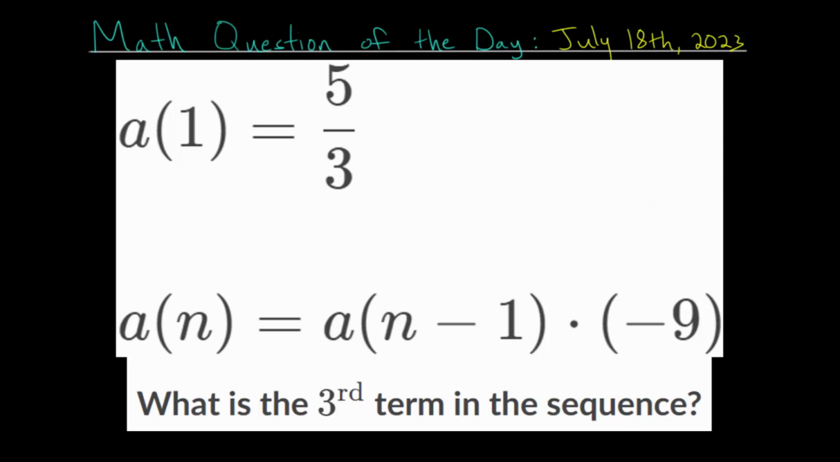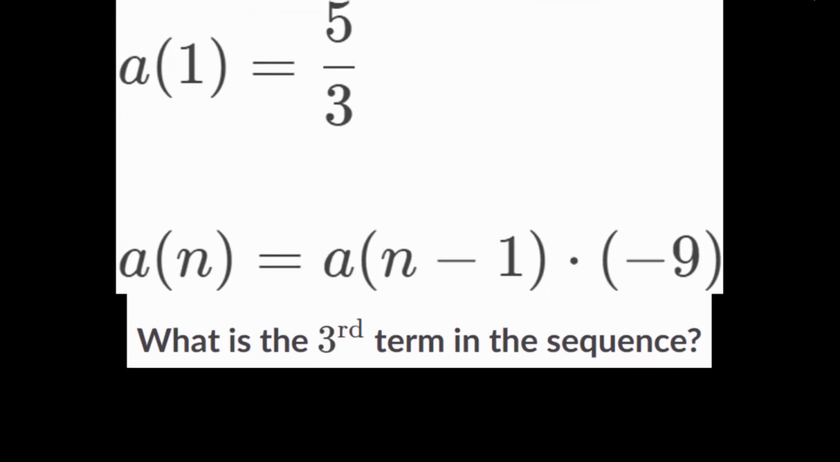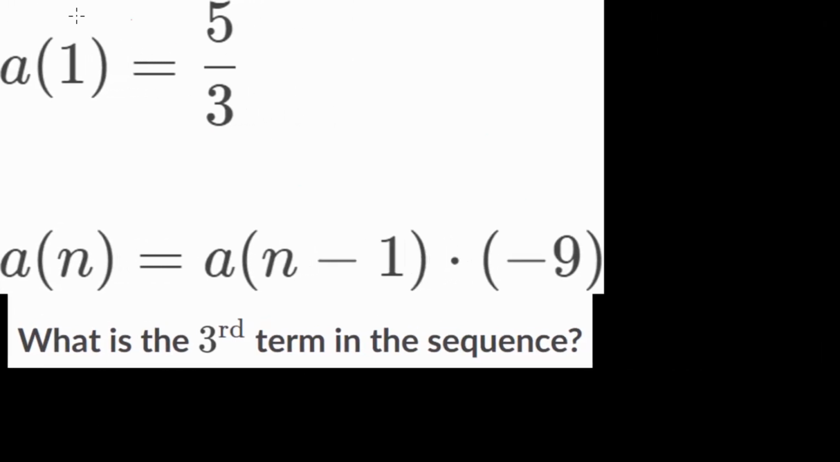Now, assuming that you have attempted the problem, let's start working through this. And this is a geometric series in its recursive form. So this right here, n, is the term number. So when n is 1, this just tells us the first term in the sequence. Now this formula, a of n is equal to a of n minus 1 multiplied by negative 9.